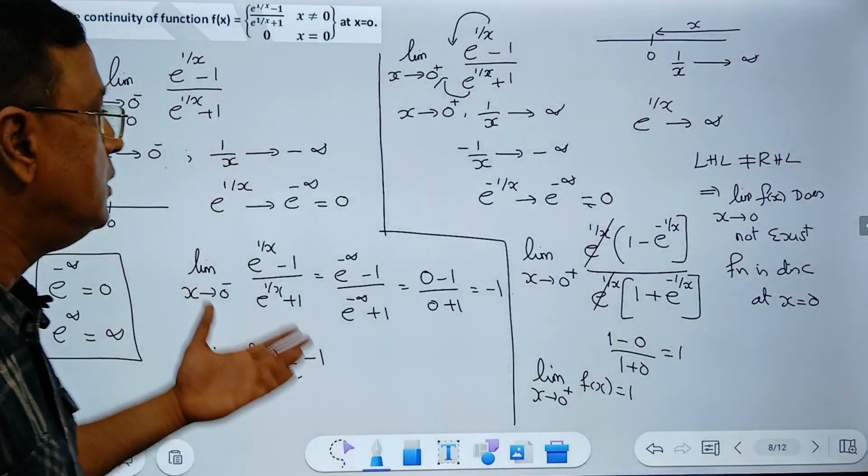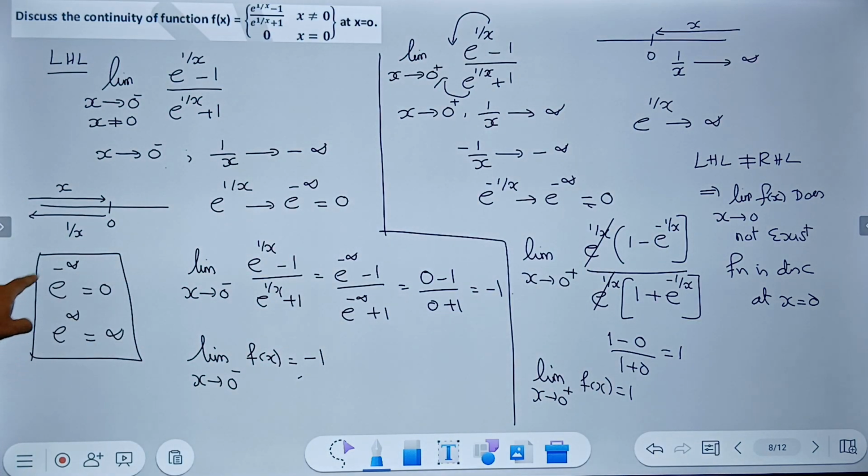Very, very simple. Remember, this is the basic result. You should know this. Okay. Now let's go and see how the graph looks like.